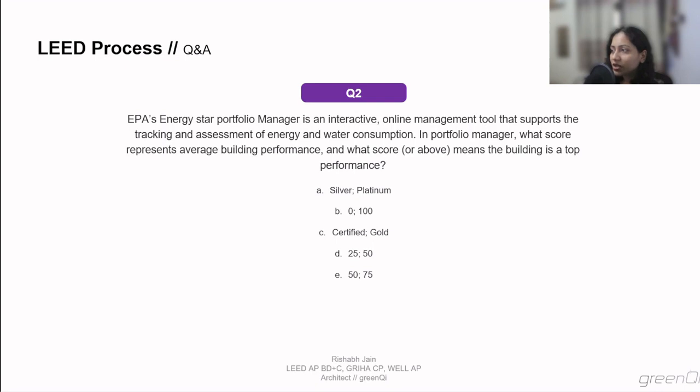If you see here, it's asking us what score represents the average. So you can actually eliminate A and C because they're asking for a score. And the score is for average and then top performer. We saw in the Energy Star Portfolio Manager slide that 50 is the average building performance and 75 or above is top performance. So that's the correct answer.